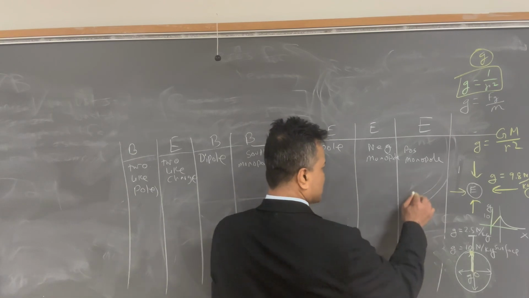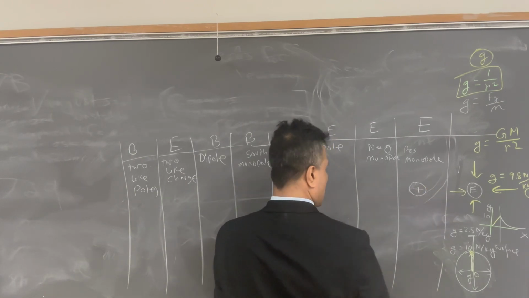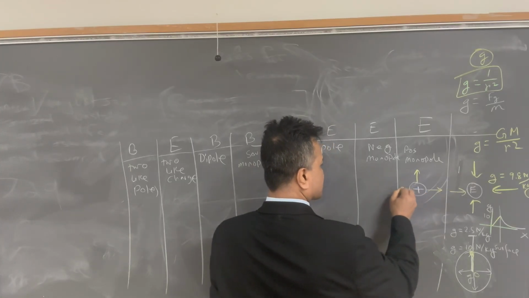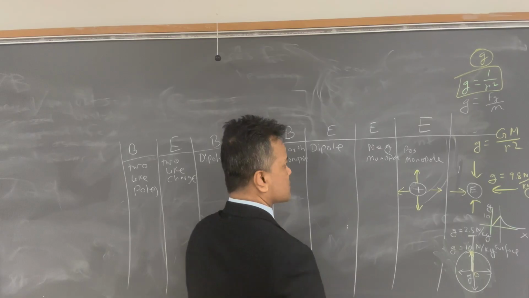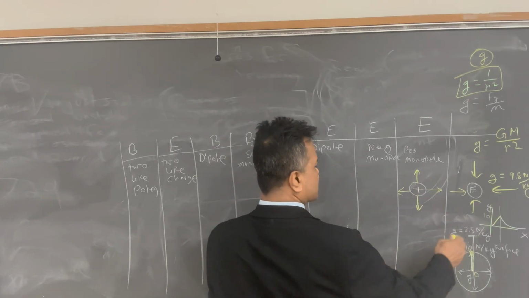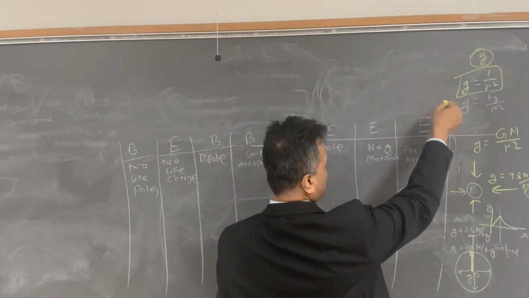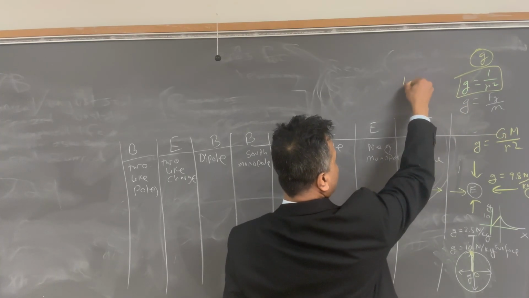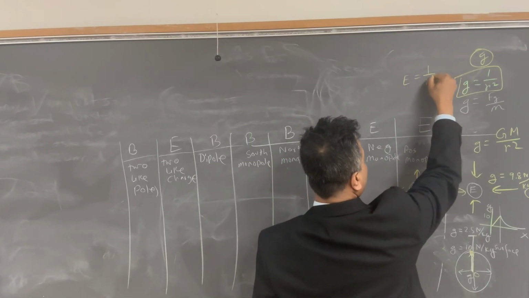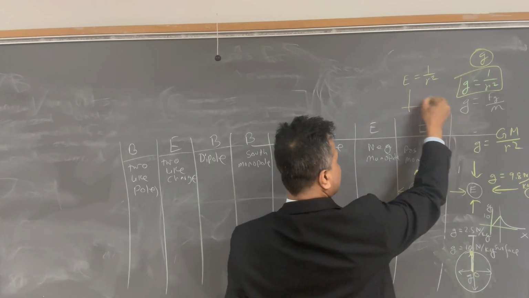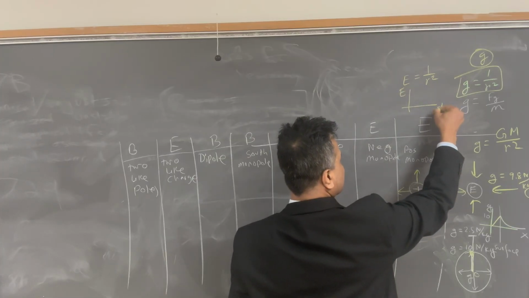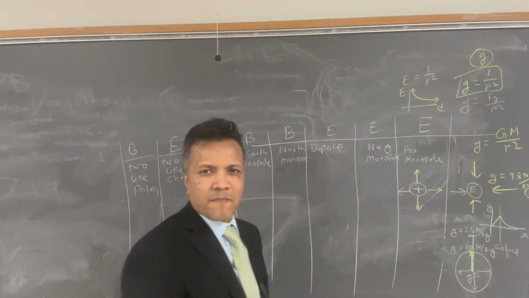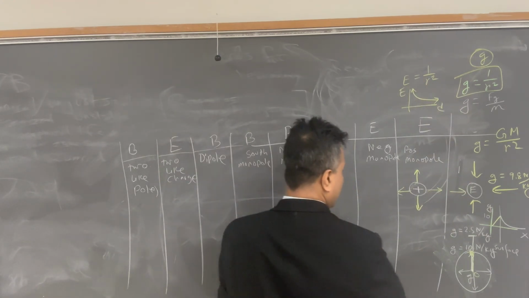Okay, now positive monopole. So this is positive charge. Positive monopole goes outward, all direction. Okay, so again, the equations would be the same. So this would be E is equal to 1 over r squared. So the graph would look exactly the same. This is E, this is distance. All right, as distance goes up, field goes down. Okay, what does that mean?